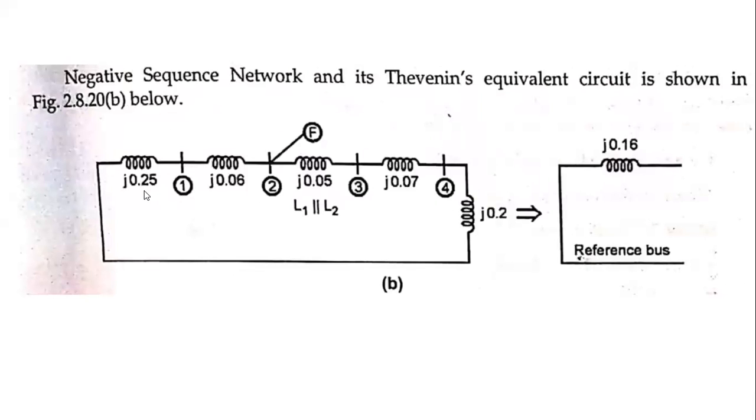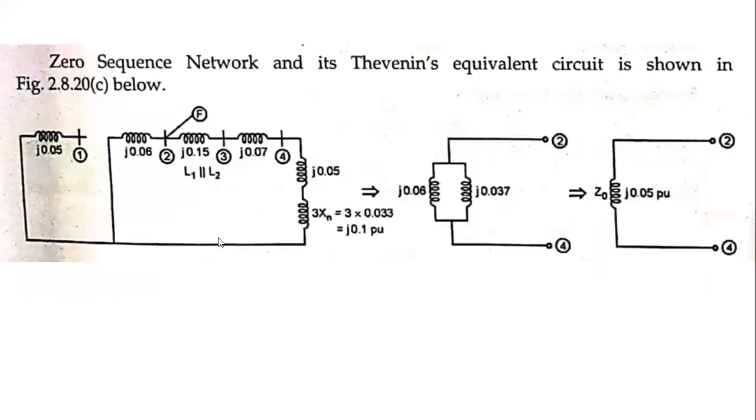Next, the negative sequence. In the negative sequence network for the generator there is no voltage source, so we short circuit it for the reference. This is the faulted point. Then we add these two reactances and these two reactances, and these two are connected in parallel. This is the negative sequence.